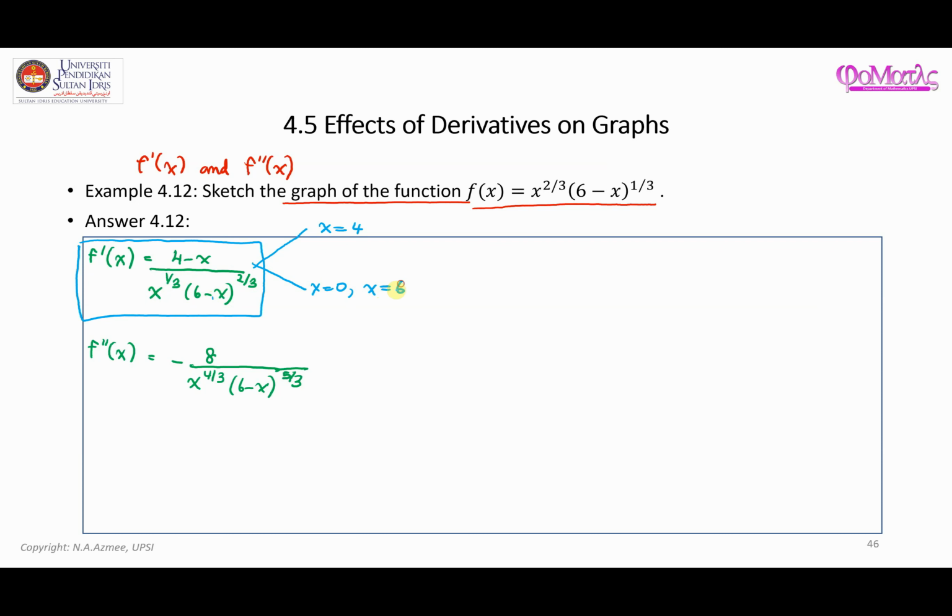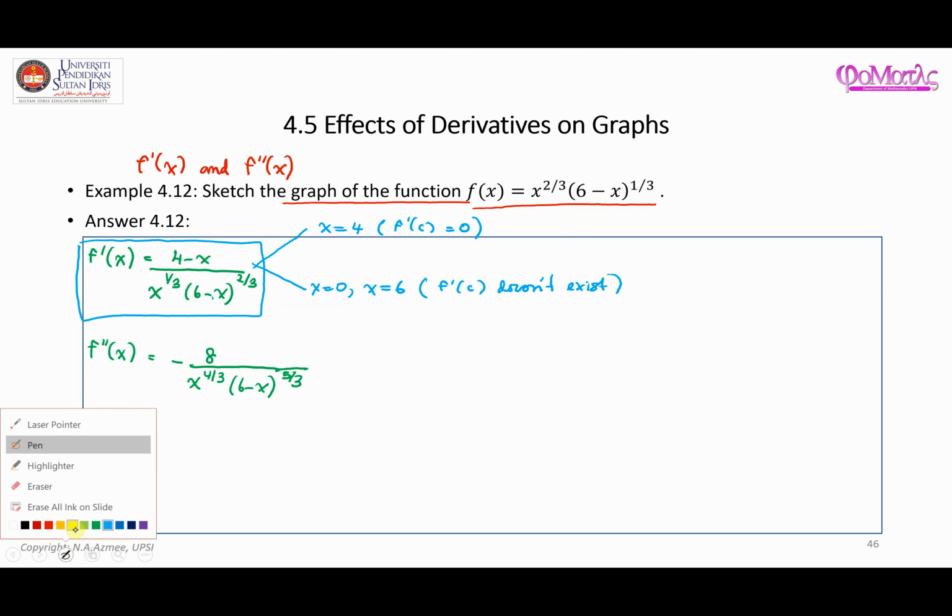So these are the critical points, where f prime c is going to be 0 when you substitute 4 into this function. And this one is the condition where when you substitute, you will get an answer that does not exist. Okay, so now let me just highlight this. These are the critical points.